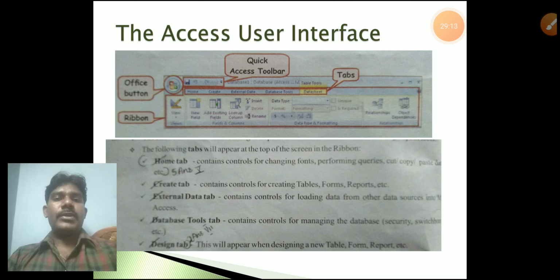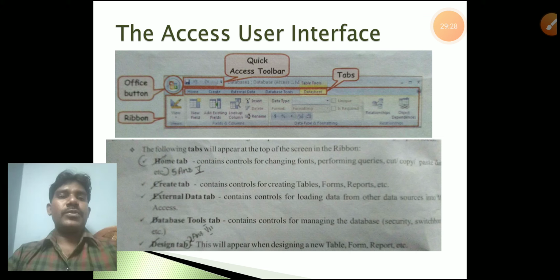Home tab means what, create tab means what, external data tab means what, database tools tab means what, and for design tab what purpose we are using. Everything is given one by one. Home tab means we can change the font, perform some queries, cut, copy, paste. Everything we do in the home tab itself.